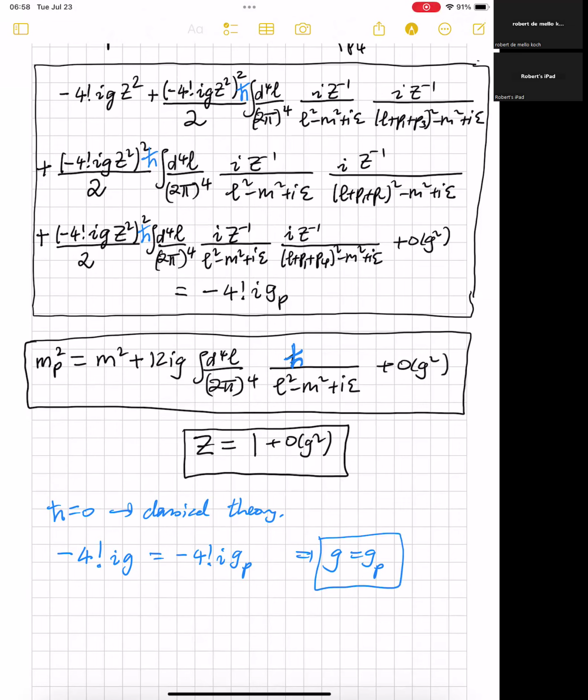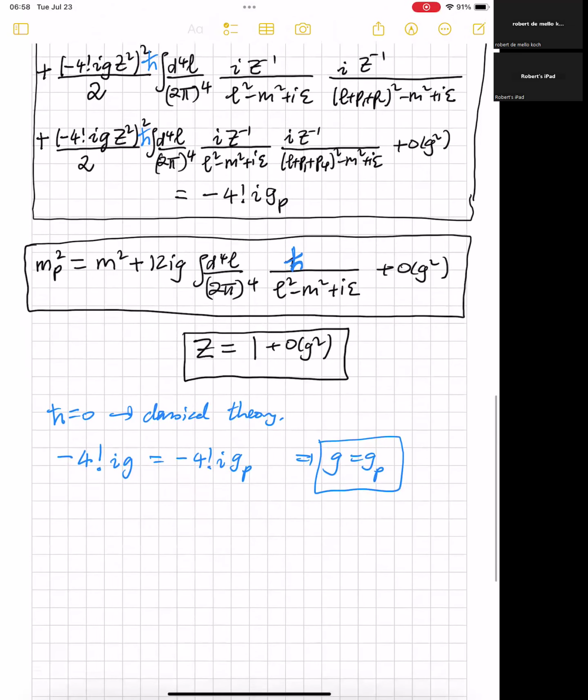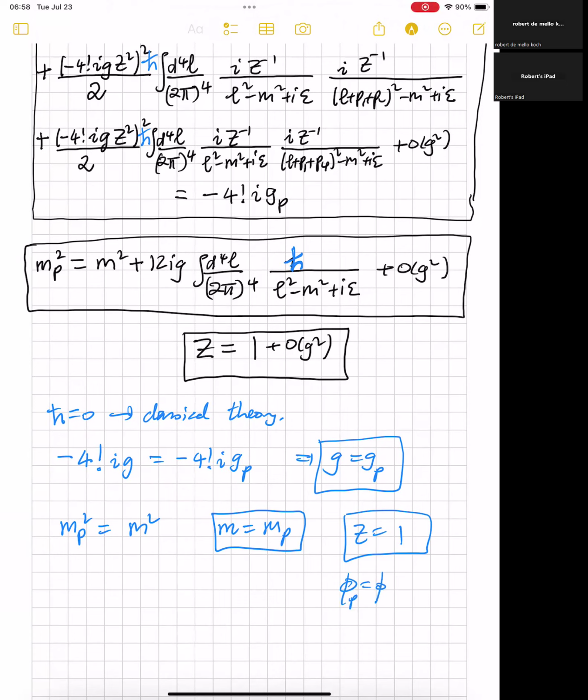Well, that's pretty interesting. And look at the second matching condition. So this would just say M_P squared is equal to M squared, and then that correction is of order h-bar. So we would learn that M is just the physical mass. And when we say Z is equal to 1, we're saying that the physical field is the field. So at the classical level, in fact, all of the parameters that appear inside our Lagrangian are the physical parameters. But then h-bar corrections change the values of those parameters.